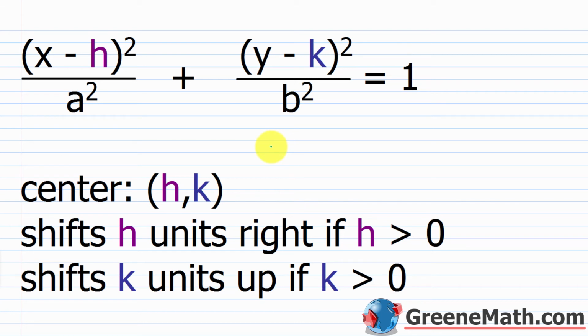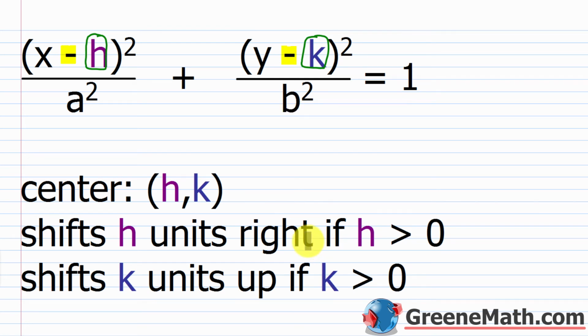The center will occur at h, k. So whatever's right here for h, and whatever's right here for k, but that's given that you have a minus sign here and a minus sign here. You've got to pay attention to that because if you end up with a plus something, you've got to make an adjustment to match the formula.